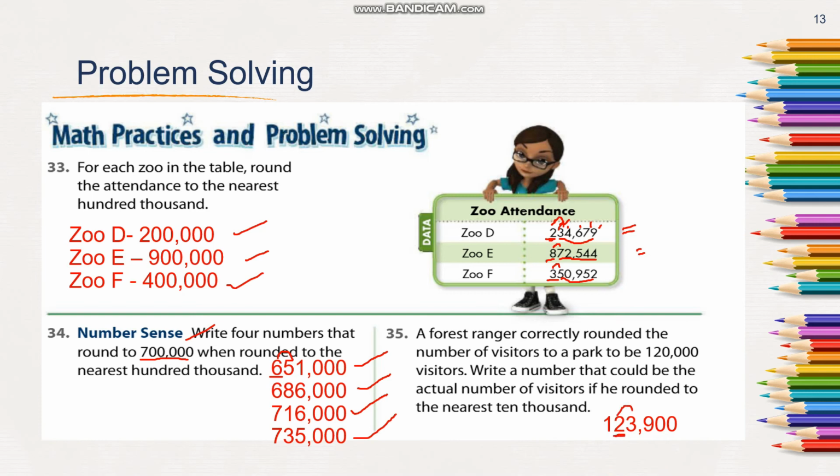It is followed by 3. So no need to add 1. I'll just copy 2 and the rest of the digits become 0. And the digit to its left, I just copy, which is 1. That's why that is equivalent to 120,000 when I round to the nearest 10,000.